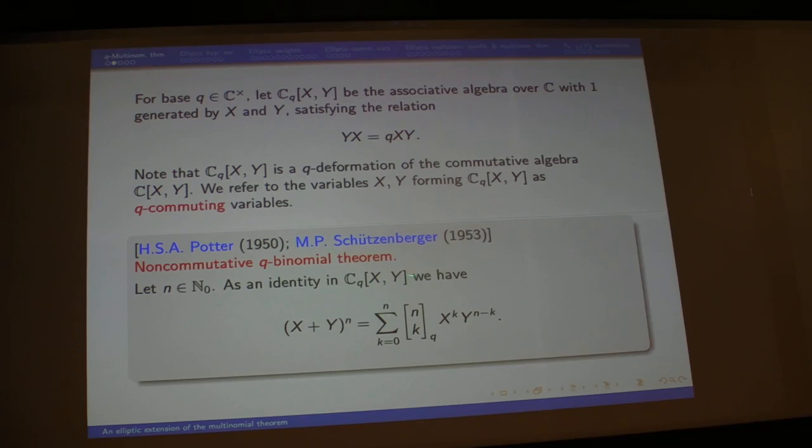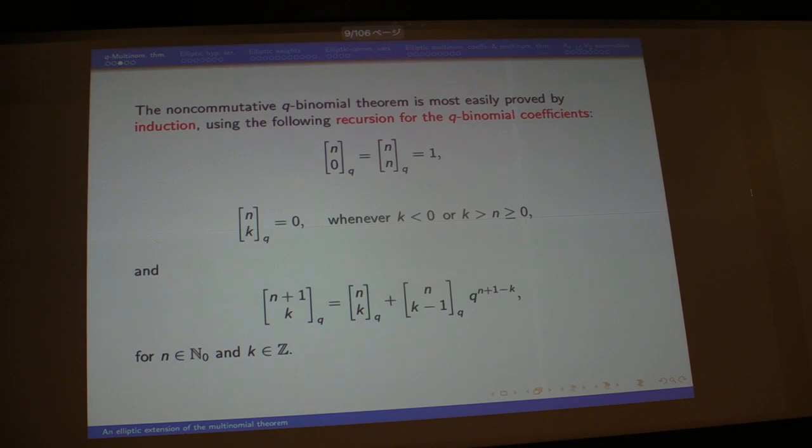Here's this famous theorem by Harold Potter, not Harry Potter, and Schützenberger, which more or less says that in this algebra, if you expand x plus y to the n and normalize it, the coefficients are these Q binomial coefficients. In particular, they factorize completely. It's easy to prove by using the definition of the Q binomial coefficients, and to see that it can also be defined uniquely by this recursion.